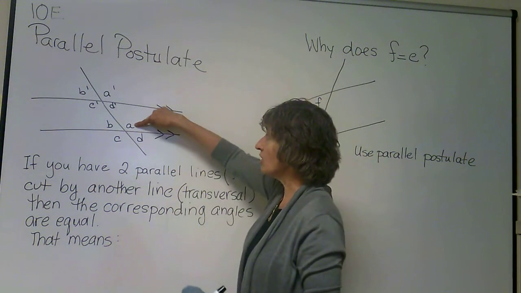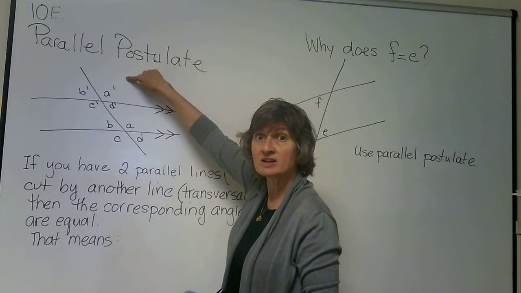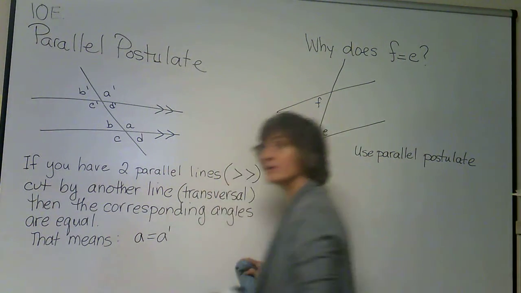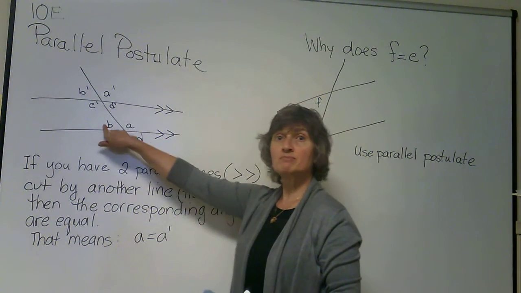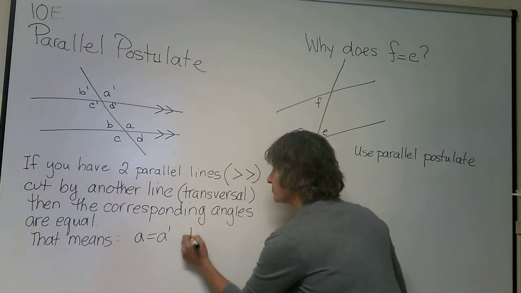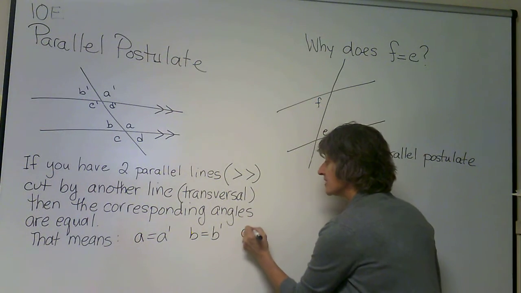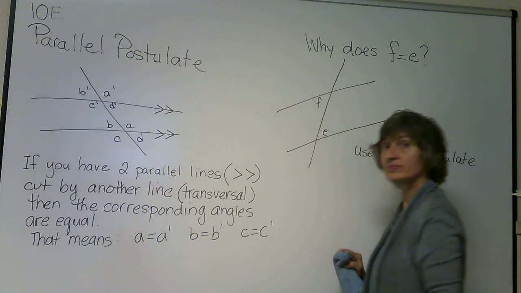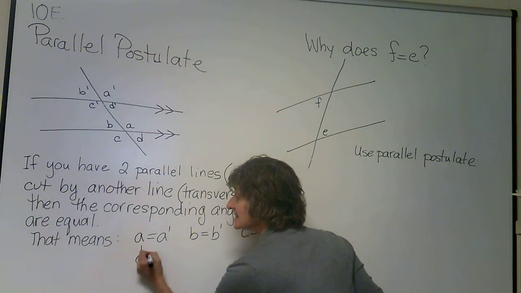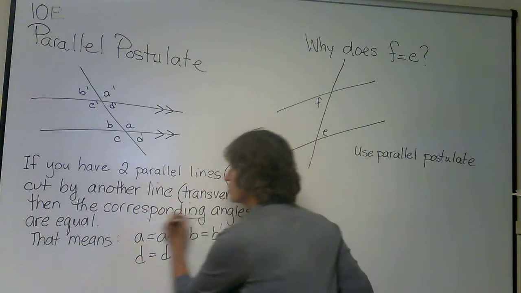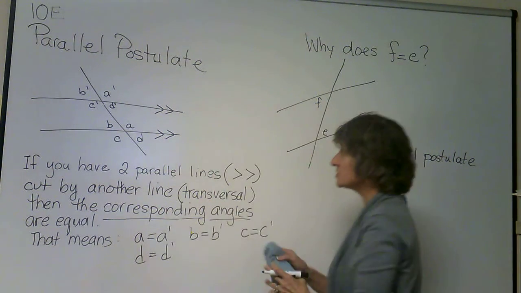That means, first of all, that this angle A here corresponds to A prime. So A equals A prime. In the same manner, B is equal to B prime. And C is equal to C prime. And D is equal to D prime. And these are called corresponding angles.